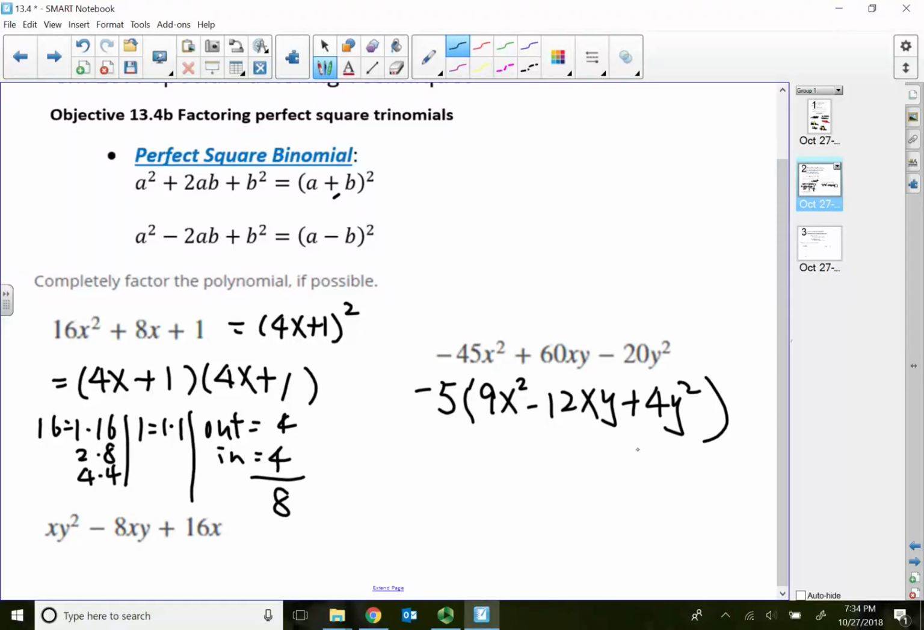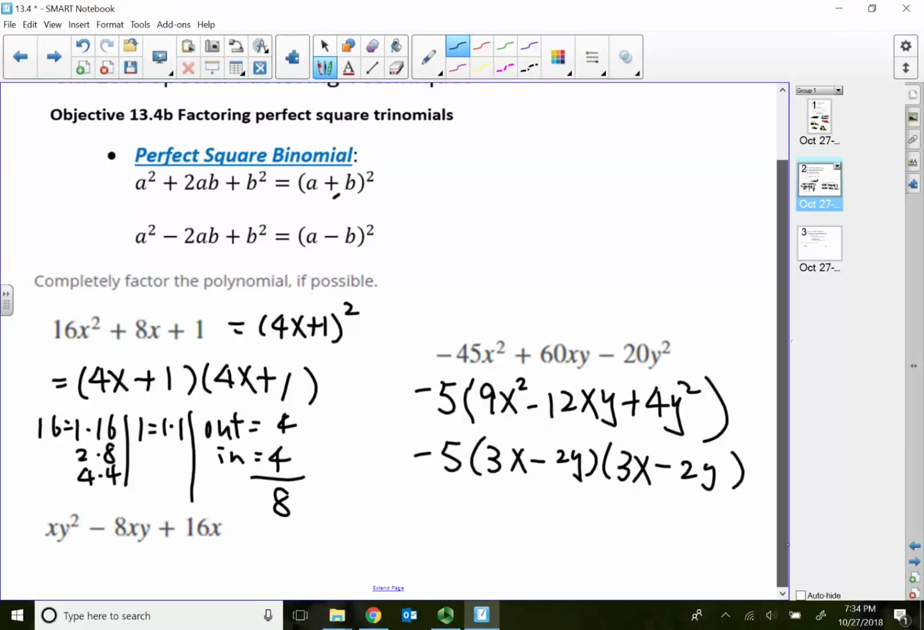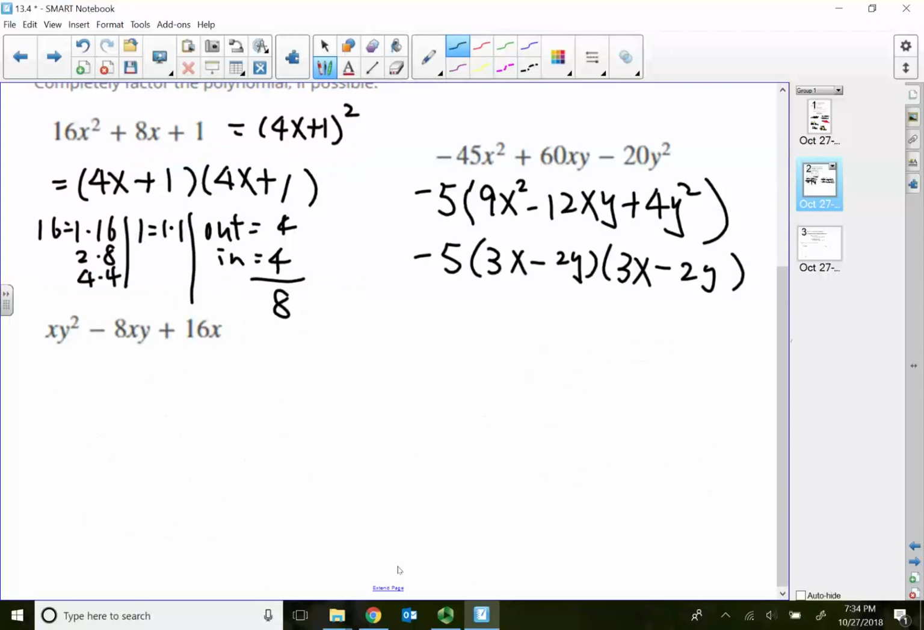By looking at it, this is actually a trinomial in the parentheses. For 9x squared, I can use 3x and 3x. For 4y squared, I can use 2y and 2y. So let's see. My outer is 6, my inner is 6, combined, which is adding, that will give me my 12 in the middle. Since my middle term is negative, both of these have to be negative. So that's my answer.